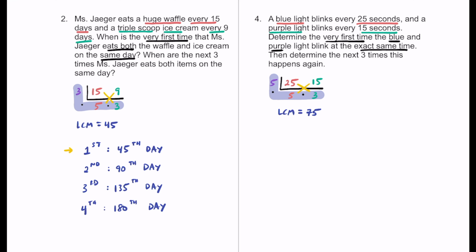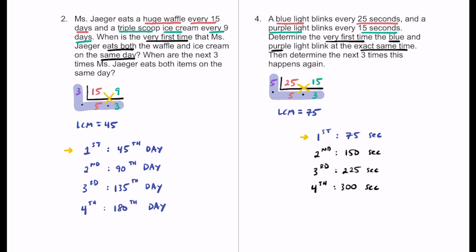Okay, but the very first time, I'll go ahead and write first, and it's going to be at 75 seconds. All right, SEC for seconds here. That's the very first time. Then after that, it's going to be every 75 seconds after that. So the next time is going to be 75 times 2, which is 150 seconds. And then for the third time, that's going to be 75 times 3. I think that's 225 seconds. And then for the time after that, it's going to be 75 seconds later. That's going to be at 300 seconds, also known as 5 minutes.